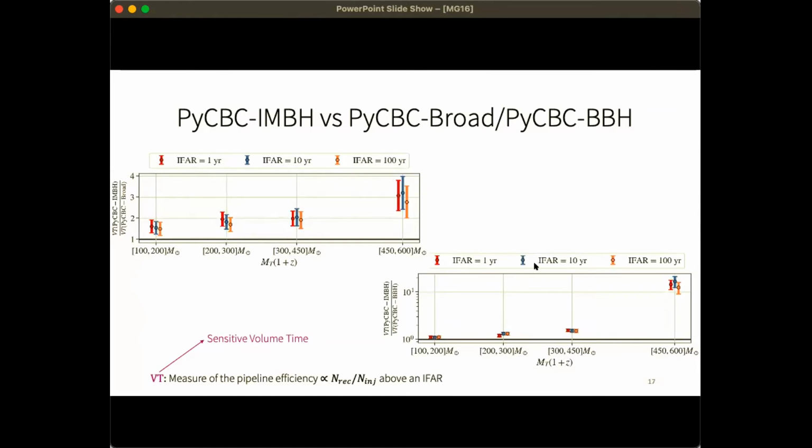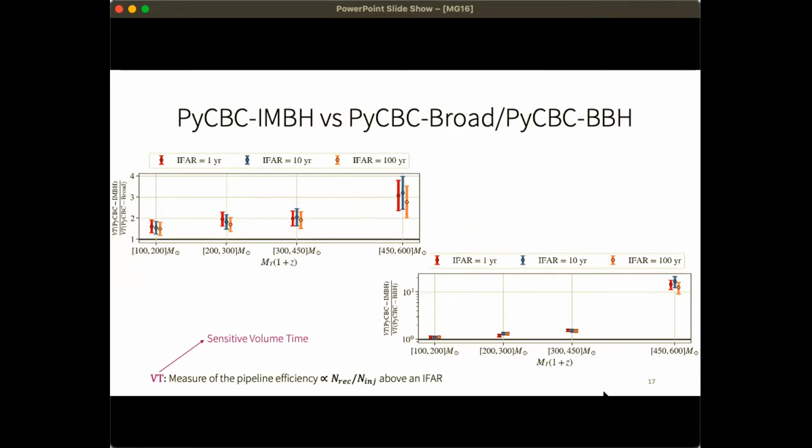We also compared our search against the PyCBC BBH search, which by design is used to look for binary black hole systems with detector frame total mass in excess of 10 and having mass ratio between 1 to 3. We found that at really high total mass, our improvement is by a factor of 10 or more, irrespective of the threshold that we use on our inverse false alarm rate, and it can pretty much be seen out here.